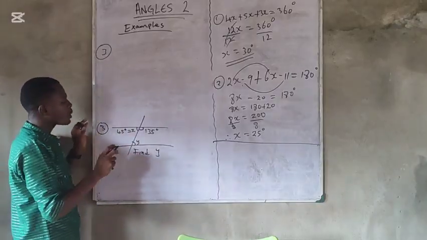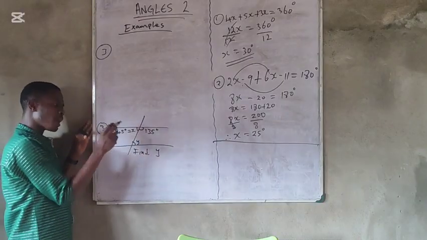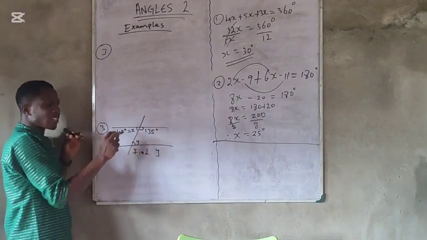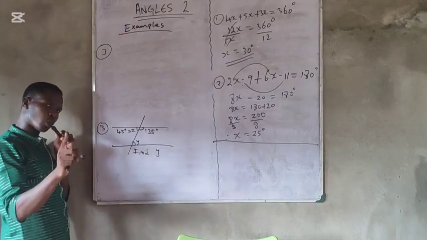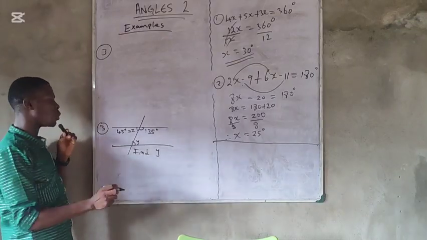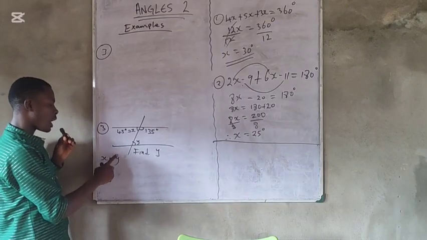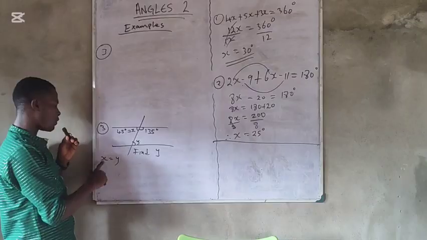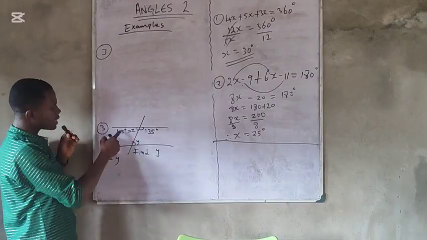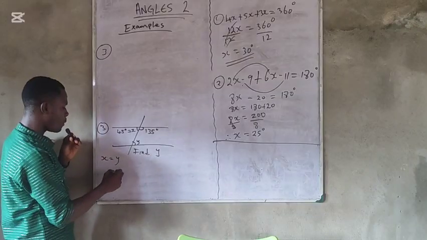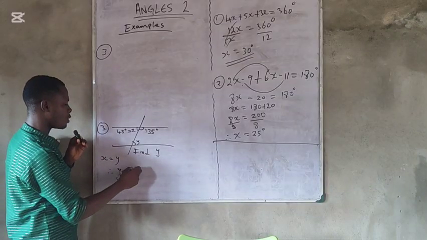How? Simple. We are looking for y. But remember that y and x are alternate angles. And I told you that alternate angles are equal. That means x is whatever y is going to be, and y will take the value of whatever x is going to be. So since x is 45, therefore y is also 45 degrees.